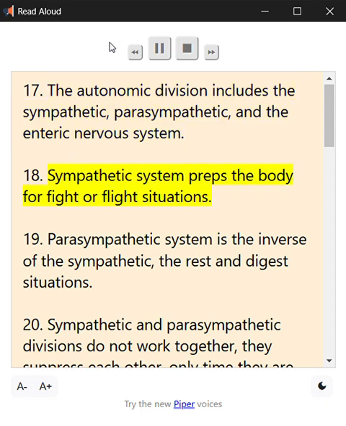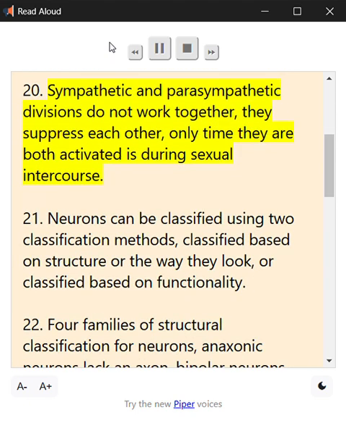18. The sympathetic system preps the body for fight or flight situations. 19. The parasympathetic system is the inverse of the sympathetic, the rest and digest situations. 20. Sympathetic and parasympathetic divisions do not work together, they suppress each other; the only time they are both activated is during sexual intercourse.